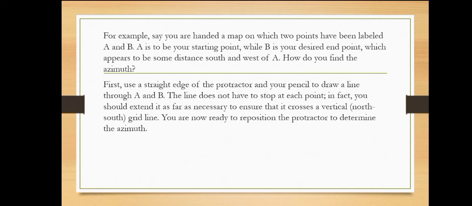First, use the straight edge of the protractor and your pencil to draw a line through A and B. The line does not have to stop at each point. In fact, you should extend it as far as necessary to ensure that it crosses a vertical north-south grid line. You are now ready to reposition the protractor to determine the azimuth.